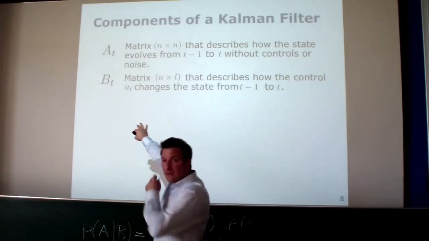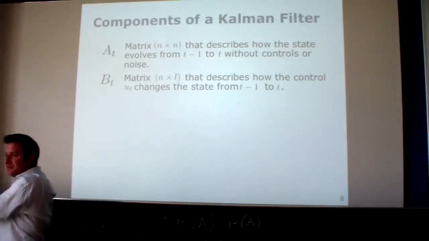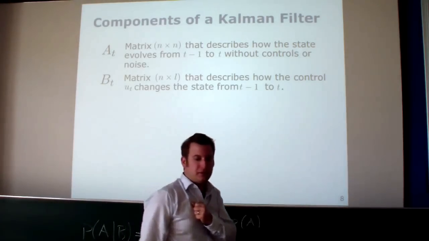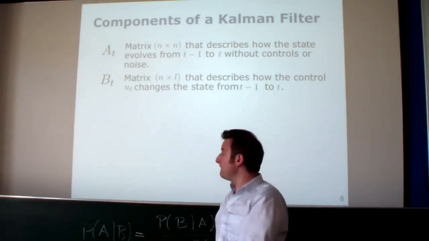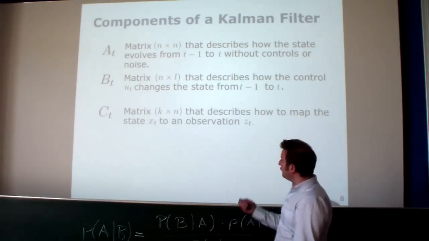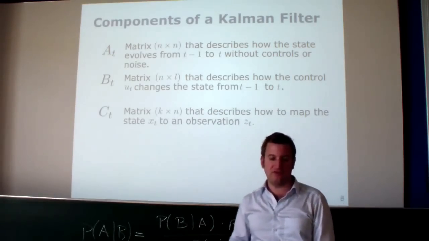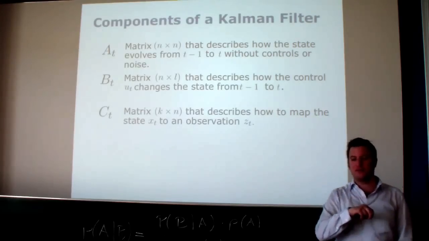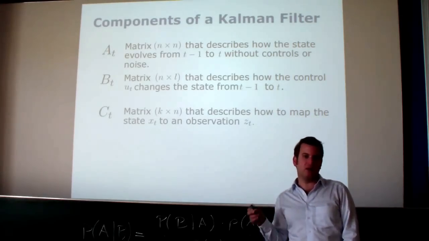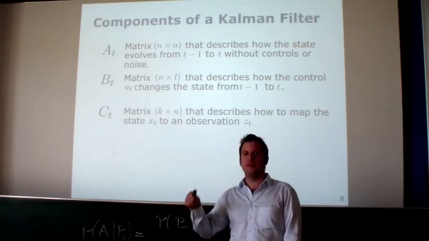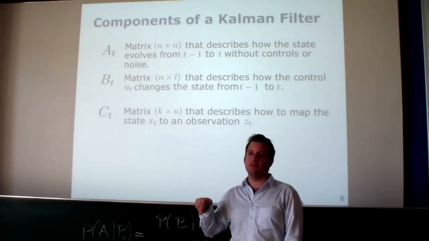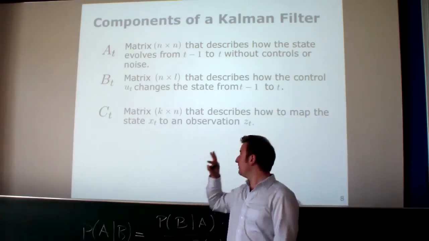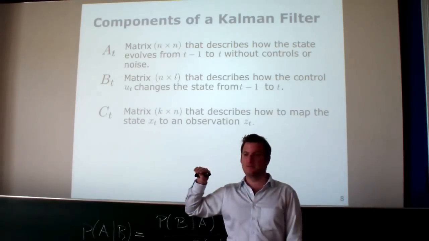So not the whole state vector needs to change, but a subset of the state vector typically changes if you execute a control. Okay. And then we have this matrix C, which is a k times n matrix that describes how to map the state xt into an observation or an expected observation. So what are you expected to observe given that the system is in the state xt? And again, this is a matrix, it's a linear function.